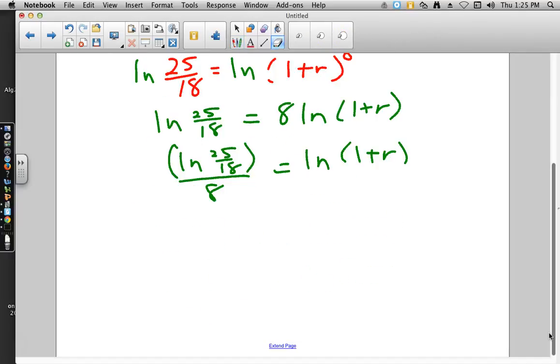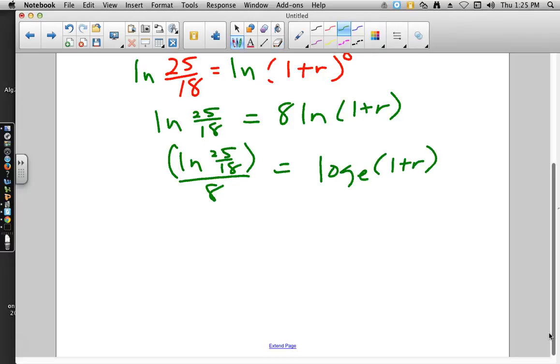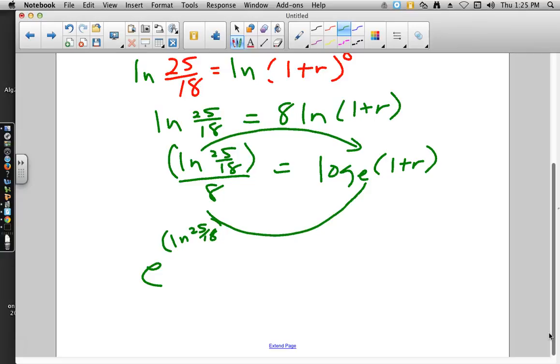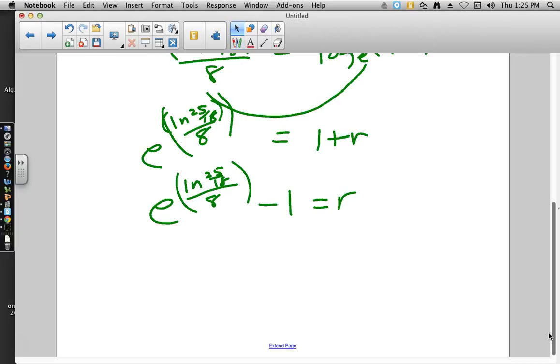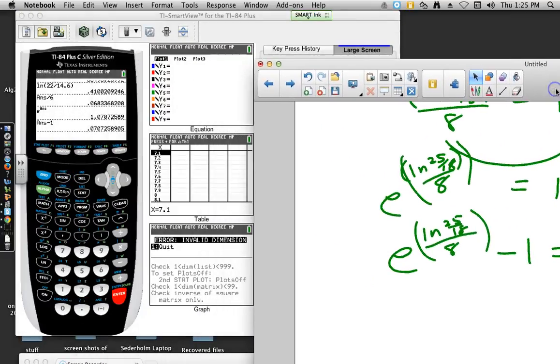But just like in the last example, we should really think of this as logarithm base e so that we can snail shell this. So e to this nasty power, e to the natural log of 25 divided by 18 divided by 8 equals 1 plus r. And we're going to punch in e to the natural log of 25 over 18, all divided by 8, minus 1 to get the r. And again, I will punch that in step by step so that we make sure that everything's working out like it should.